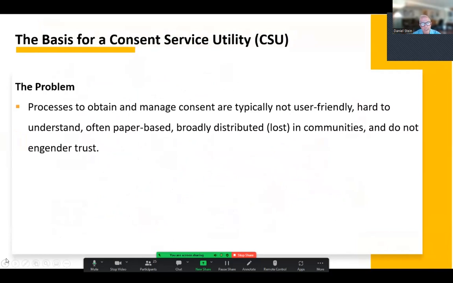Just a few more slides here about the basis for consent service utility. The problem, which I've heard about a lot already today, is that the ability to obtain and manage consent is typically not user-friendly. It's hard to understand. It's often paper-based, broadly distributed in the community.